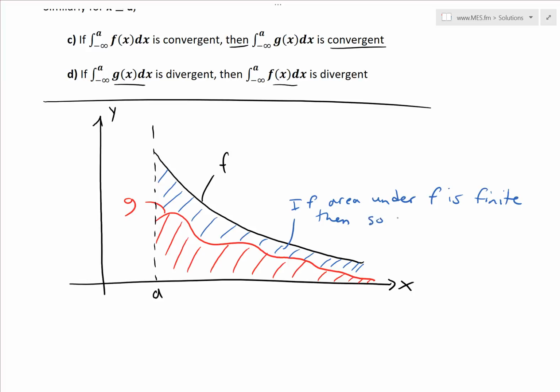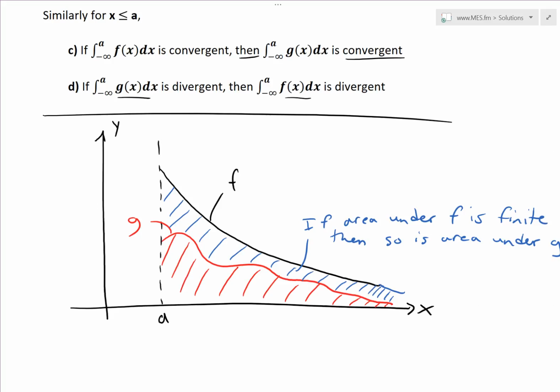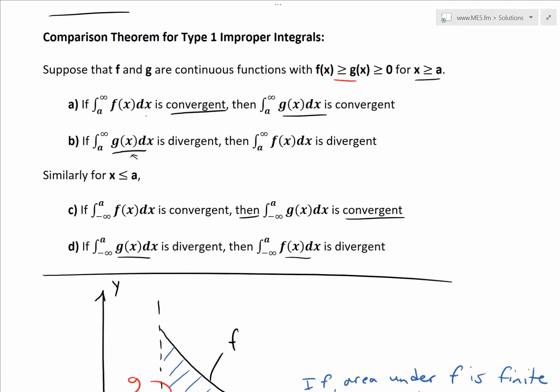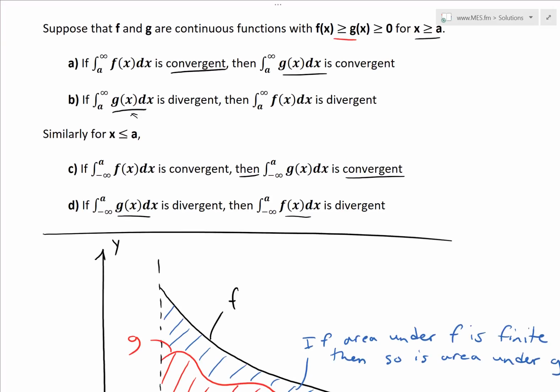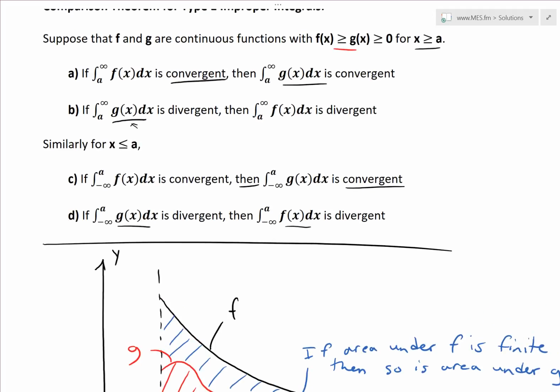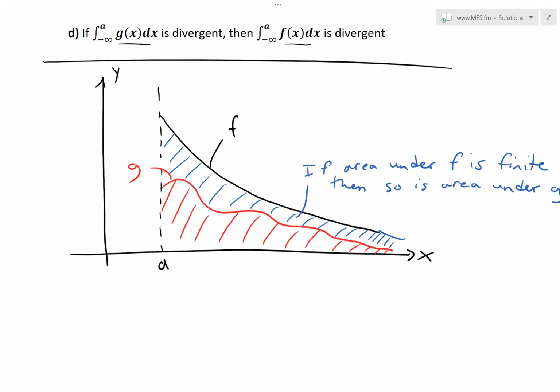And so is the area under g. You can clearly see that this red is always going to be less than or equal to the area of the shaded region red and blue. So this is just an extra region here. As you can see, just visually, this has to be true for the first part A. So if this is convergent, then this is also convergent, or the area is finite.